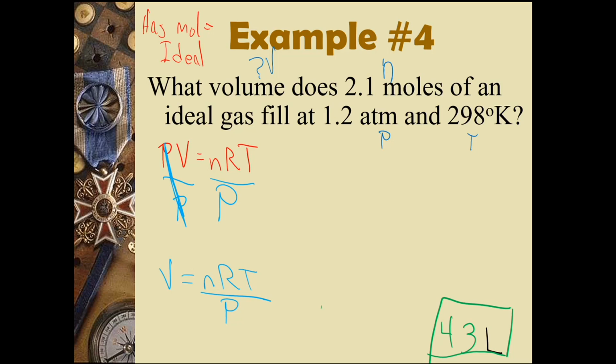And as long as I make sure that I've got moles, atmospheres, Kelvin, then I will have liters. And then I don't have to even track my units at all. I can be like, oh, cool. N is 2.1, R is 0.0821, T is 298, and P is 1.2. And so then I can just do my math like that, and it works out to be a little easier. So that's nice. You know, I don't have to worry about it as much.